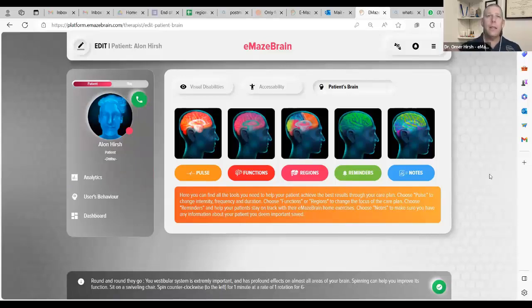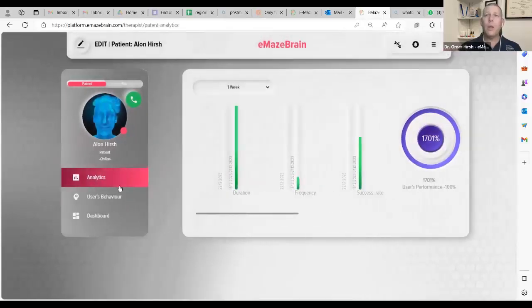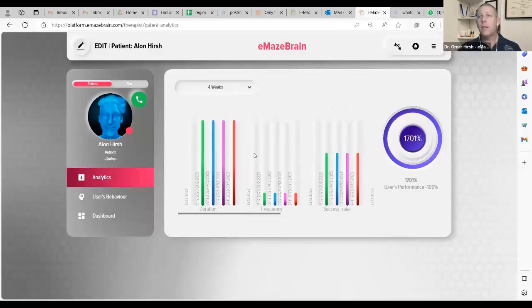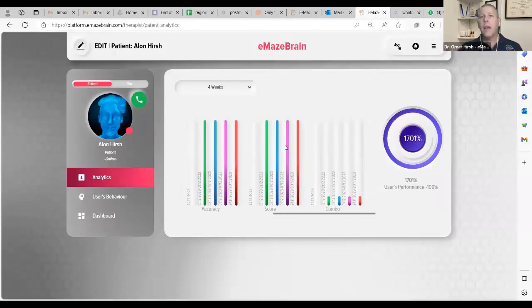Now, the other part is the analytics. So we can take a look and see how he has been doing yesterday compared to the week before, and I can compare it up to 4 weeks going back, and I can look at how long he's been playing, how often he's been playing, how successful he was, how accurate he was, and accuracy is a measure of where he hit with his finger, how his score was, and how well did he do with consecutive correct answers. That's combo.